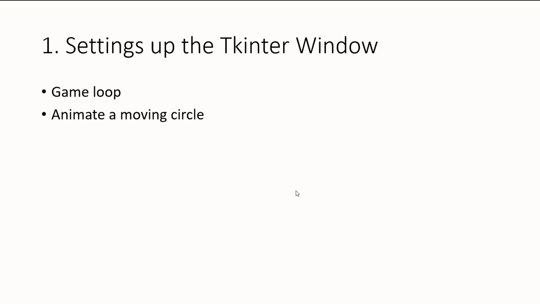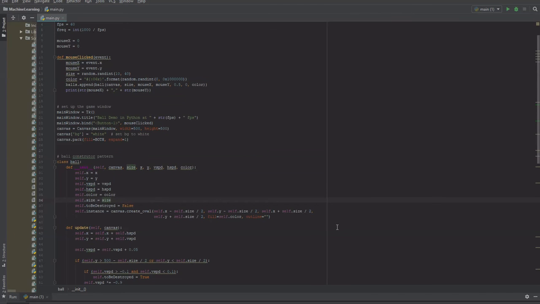So the first thing we need to do is set up the tkinter window. Ooh, it's difficult for me. We need to set up a game loop, and I want to animate a moving circle. So that's kind of where we want to head. Let's have a look at our time, 5 minutes. I'll probably start a new video.